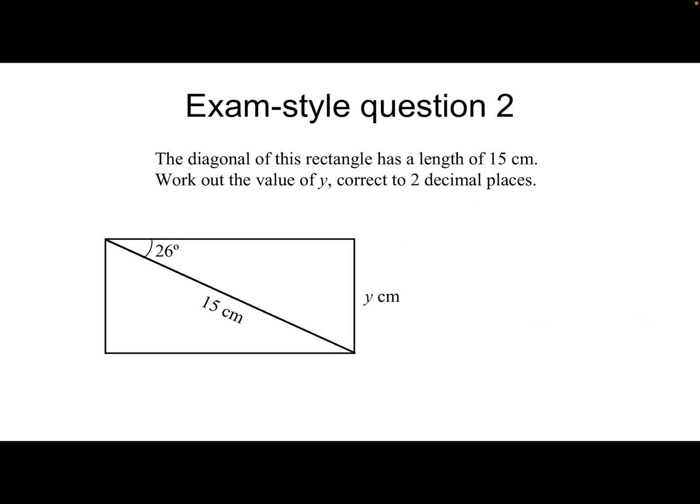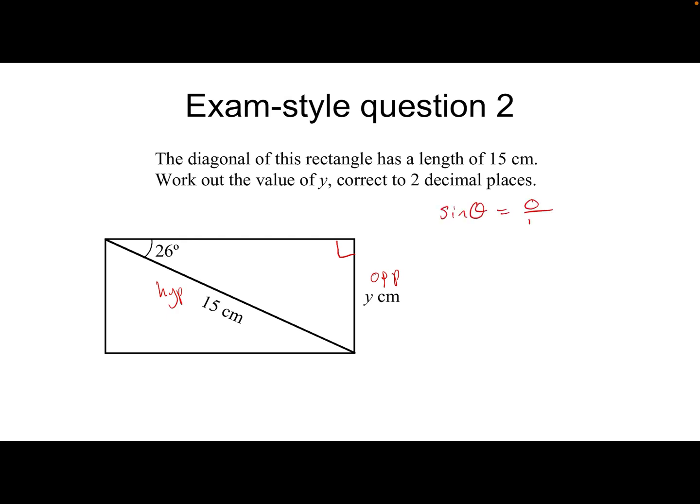Right, stop your video and have a go. The diagonal of this rectangle is 15 centimetres. Work out the value of y. Well, because it's a rectangle, we know it's a right-angled triangle. And since it's a right-angled triangle, we can either use Pythagoras or we can use trigonometry. We can't use Pythagoras because I only know one side, but I also know one side and an angle, so therefore it's trigonometry. So y is going to be opposite my angle, and this is going to be the hypotenuse, so it's a sine.